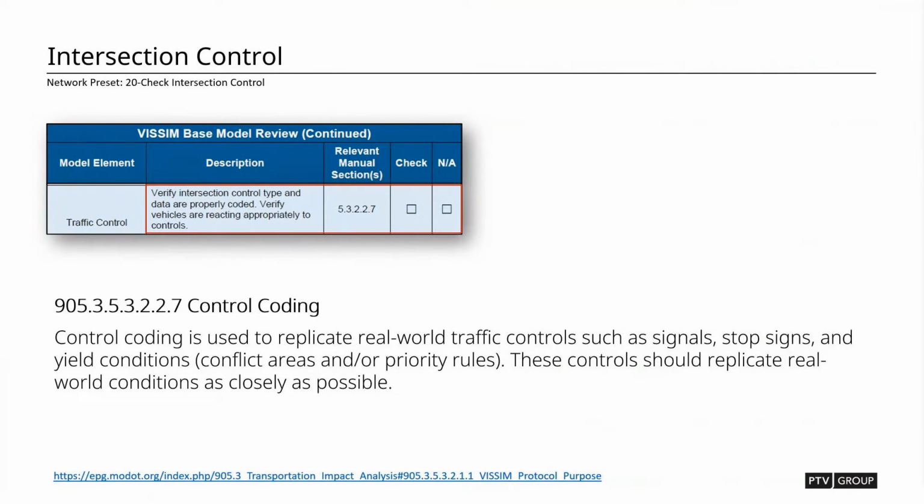So getting into it, the first thing we're going to do is look at whether we have the correct control types for each intersection, and whether they are properly coded into the network. This also has a section that says verify vehicles are reacting appropriately to controls.